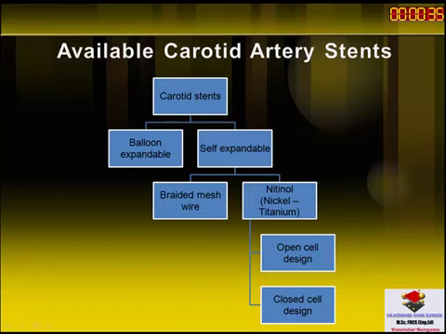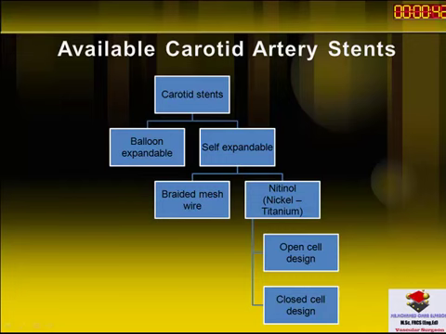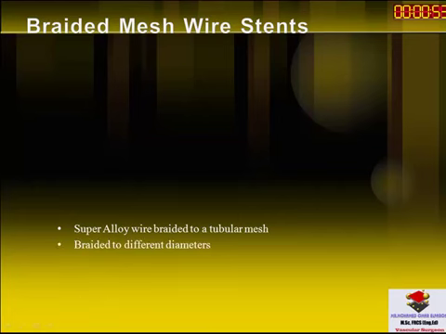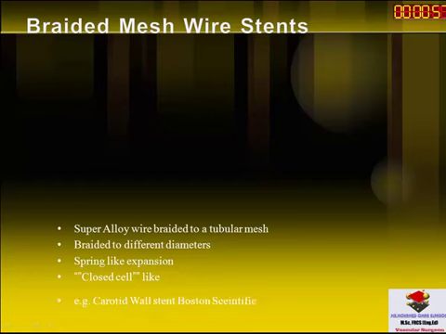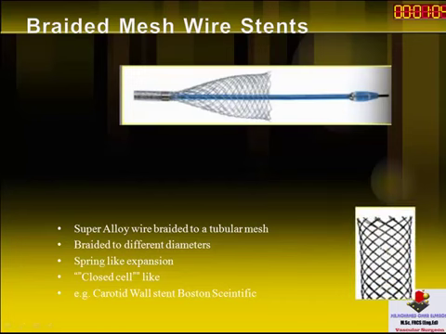We have only self-expandable stents, which can be either braided mesh or Nitinol, which can be open cell design or closed cell design, or a combination of open and closed cell design, like the new Cristallo stent. Braided mesh wire stents are super alloy, and are braided in different diameters. They have a spring-like expansion, and a good example is the Carotid Wallstent by Boston Scientific, which has very good radial force.